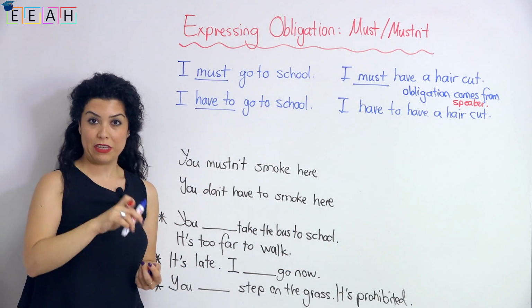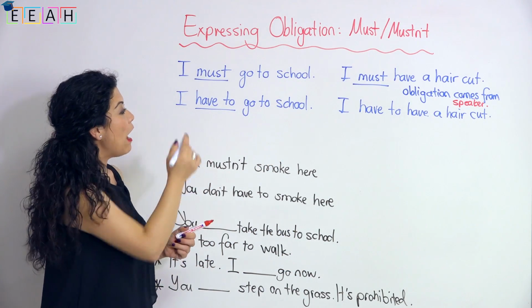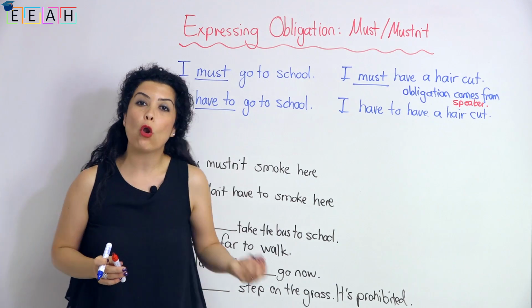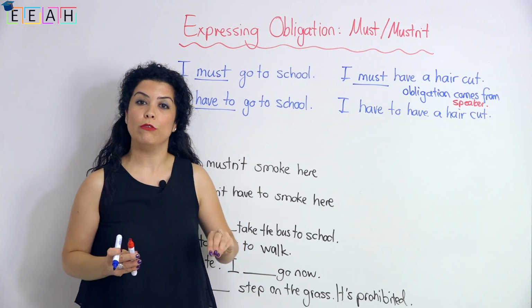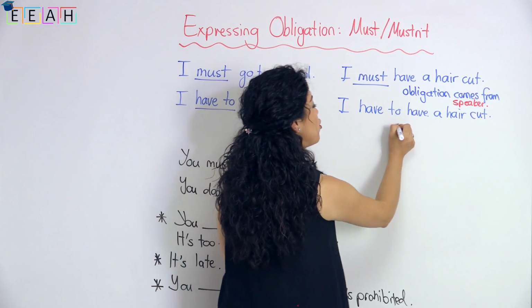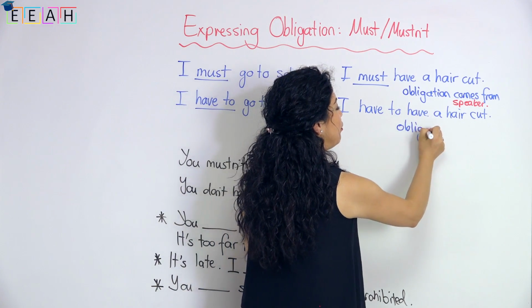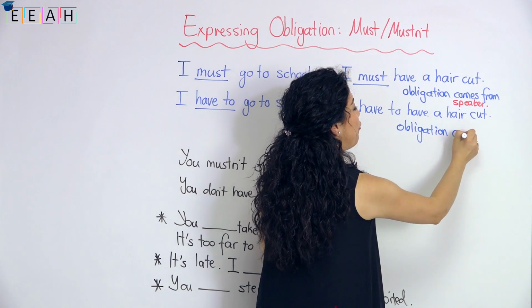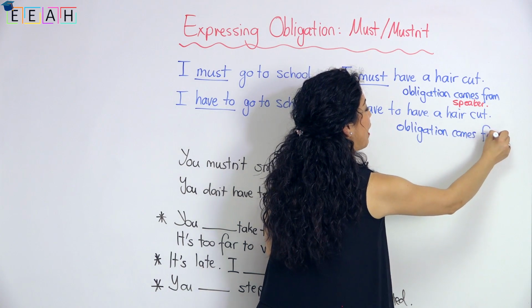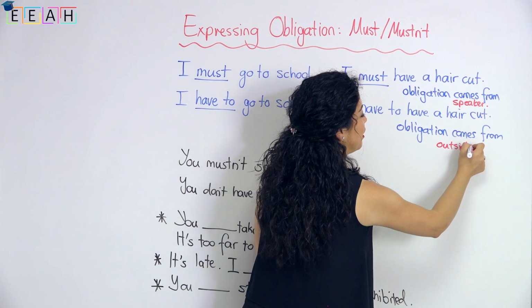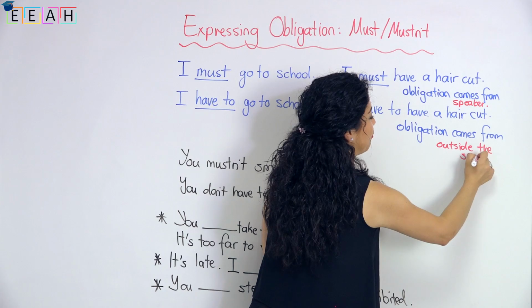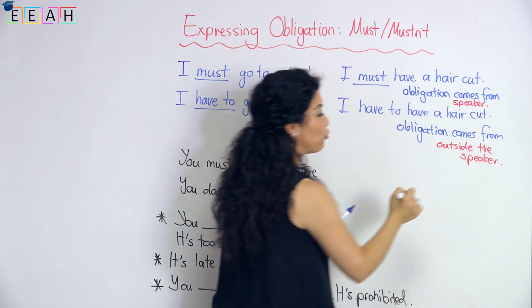For have to, on the other hand, it is different. I have to go to school because it's the law. I have to have a haircut because it's the school rule. Yes? So here the obligation comes from outside the speaker, okay? Outside the speaker. It's a general rule, okay?